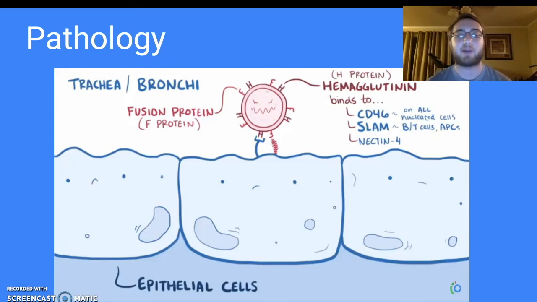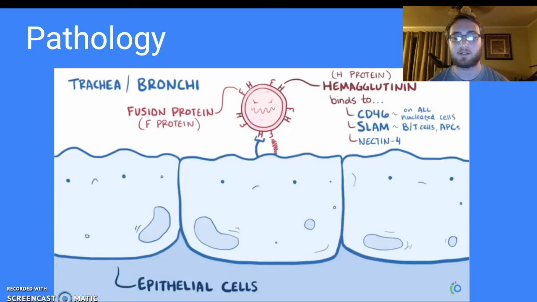So the virus starts off by infecting the epithelial cells of the tracheae or bronchi. It binds to the epithelial cells using a surface protein called hemagglutinin, and this binds to one of 3 receptors, which are going to be the CD46, the signaling lymphocyte activation molecules, or SLAM, and Nectin-4. CD46 is found on all nucleated cells. SLAM is found on B cells, T cells, and antigen-presenting cells. And then Nectin-4 are found on cellular adhesion molecules, but they're not as related to the virus in humans.